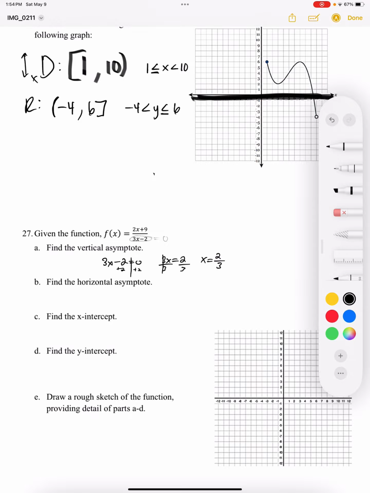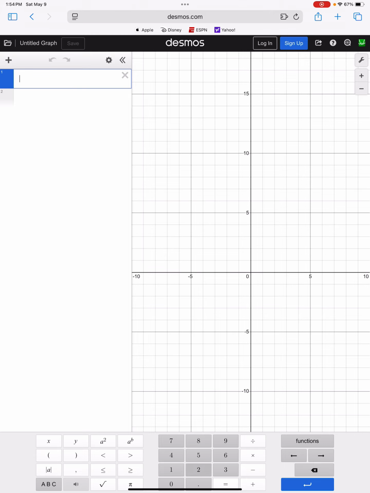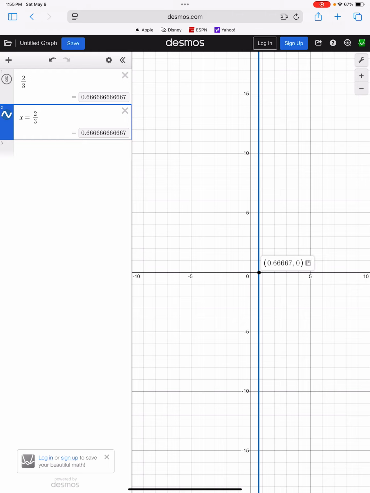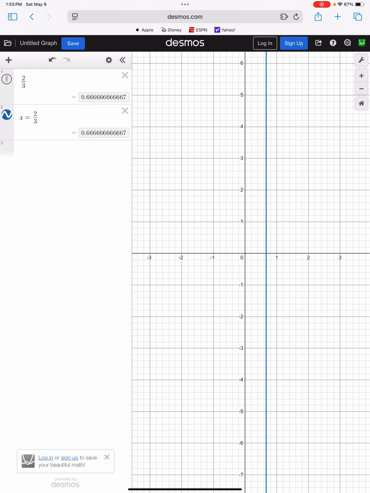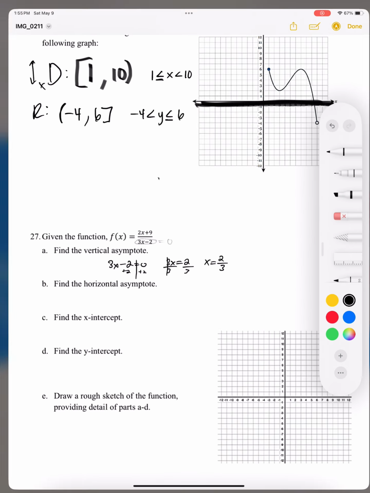As a decimal, if we change that to a decimal, if you use your calculator to divide 2 divided by 3, that is 0.667. And even if we graph it, 2 divided by 3 just means that there's a line at 0.67. So it's not at 1, it's after 0.5. And that's why it's a vertical asymptote.